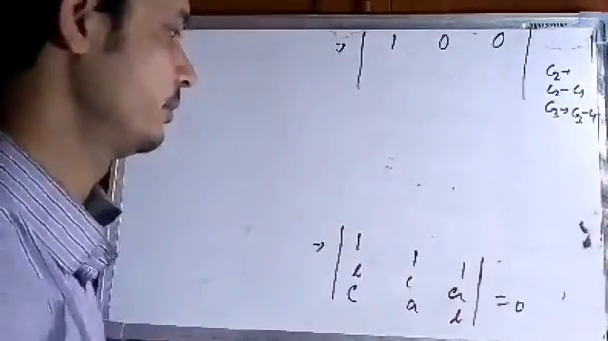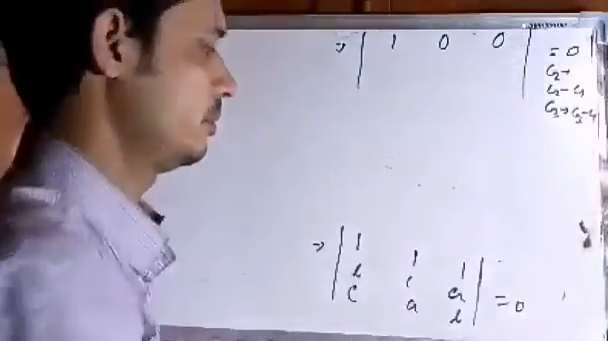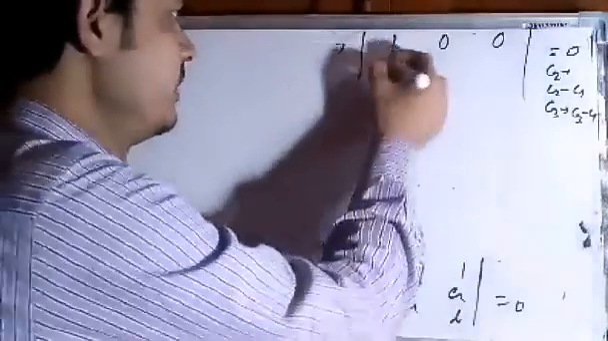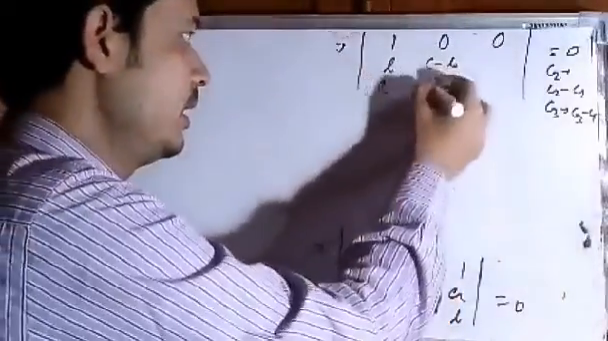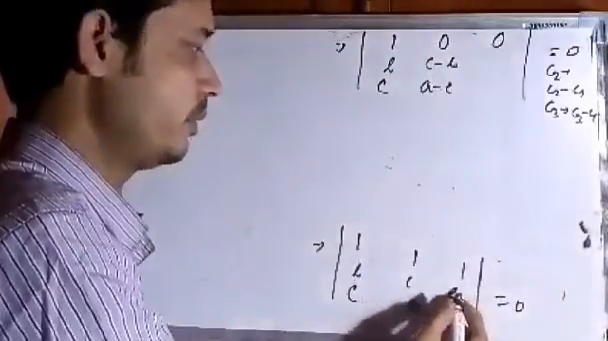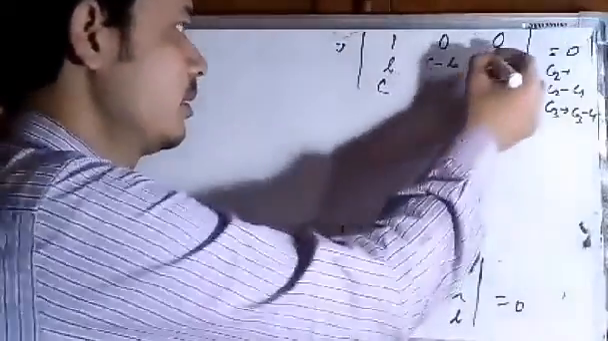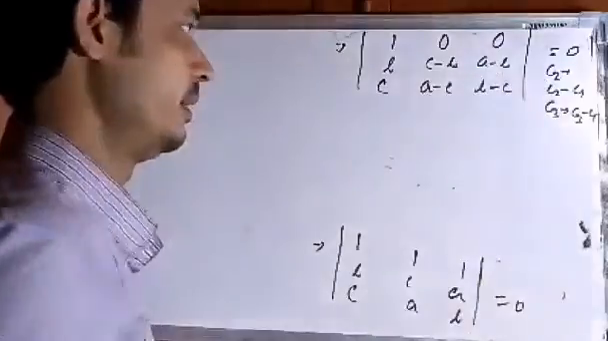This is equal to 0, it is already given. So we have here BC, and C2 operating C2 minus C1, so this is C minus B, A minus C. Then we have C3 operating C3 minus C1, so we have here A minus B and then B minus C.